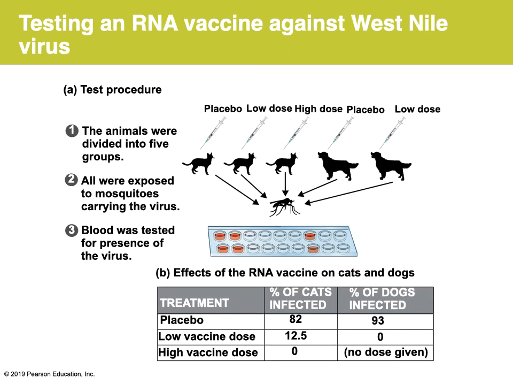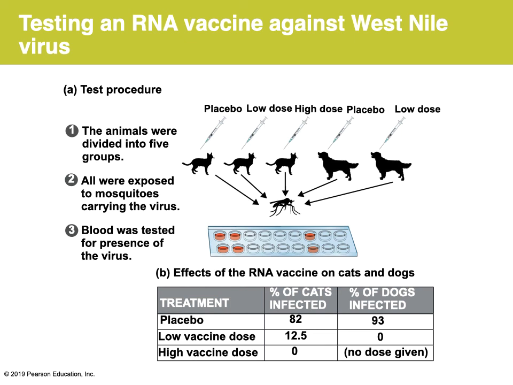Right, so here's your test protocol. They divide the animals into 5 groups. All were exposed to mosquitoes carrying the virus. They test the blood for presence of the virus and see at what rate these animals were infected. So if you look at that table at the bottom, with the placebo, a high number of cats are infected, because obviously there's no vaccine there.